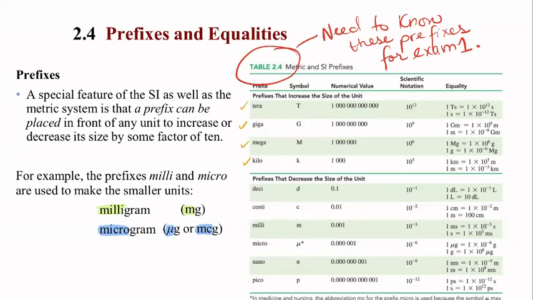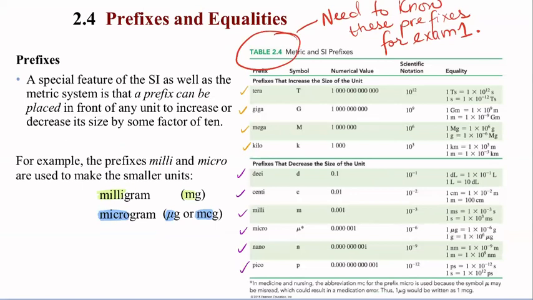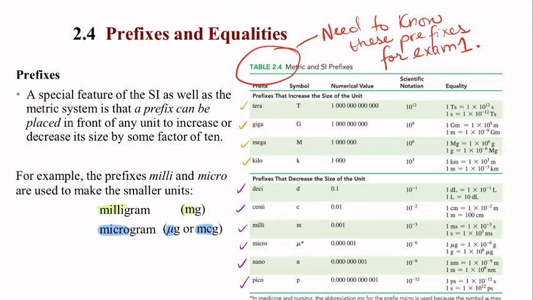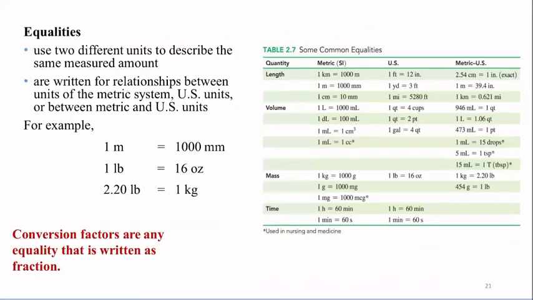From the prefixes that make the units of measurement small, you guys are only responsible for knowing deci, centi, milli, micro, nano, pico. There are units of measurement that are smaller than that, but understand that those are the only ones that you guys are responsible for knowing. So why is it that we need to learn these prefixes? And how do we use them overall? Well, because these prefixes are utilized in equalities.